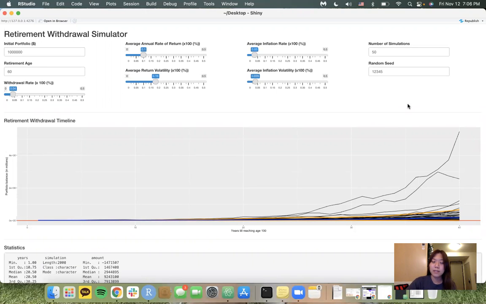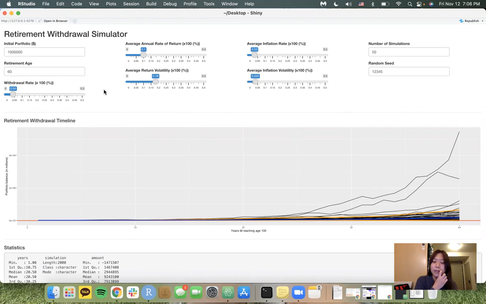Hello, this is my published Shiny app, which is basically a retirement withdrawal simulator. And so we have these 9 different input values right here: the initial portfolio, retirement age, withdrawal rate, average annual rate of return, average return volatility, average inflation rate, average inflation volatility, number of simulations, and random seed.